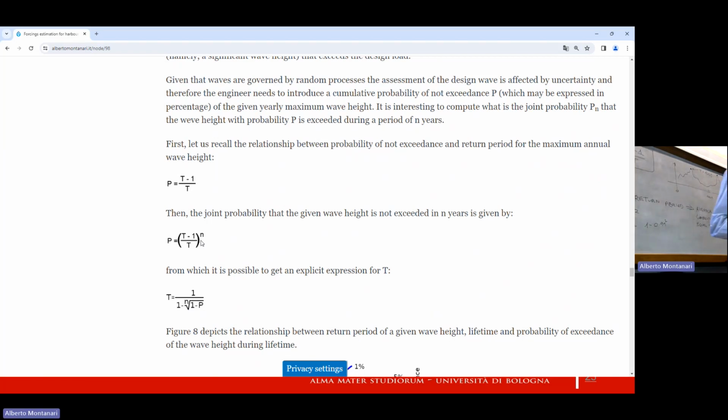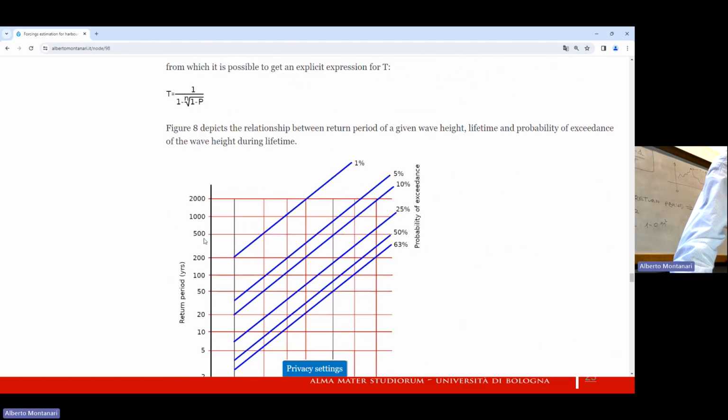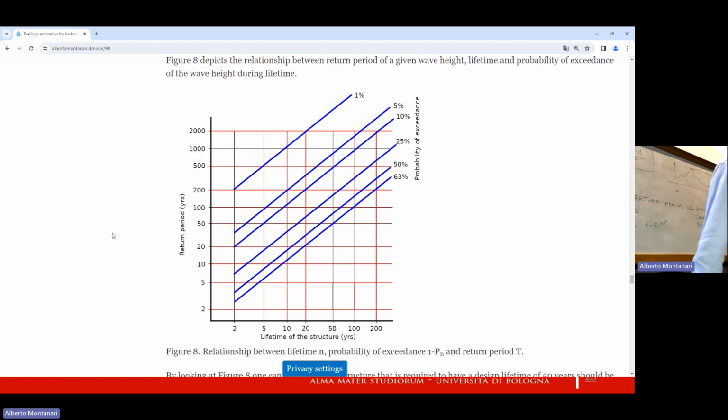Okay, so it is interesting then to wonder, what is the probability of, in 100 years, getting a wave height with a return period of 100 years? So if I look at the return period of 100 years, in 100 years, what is the probability of getting this wave height? It's not 1, of course. It's 63%, and this graph tells you that.